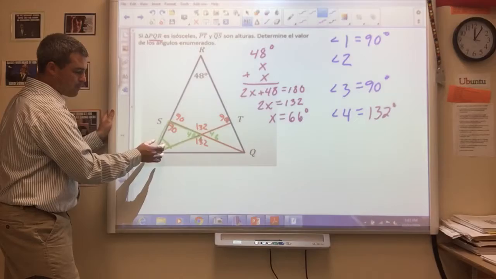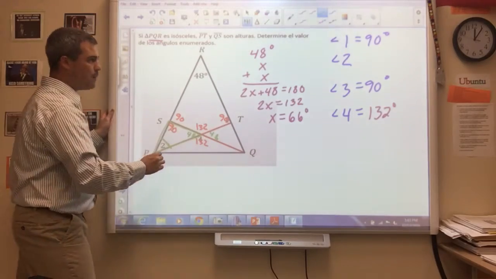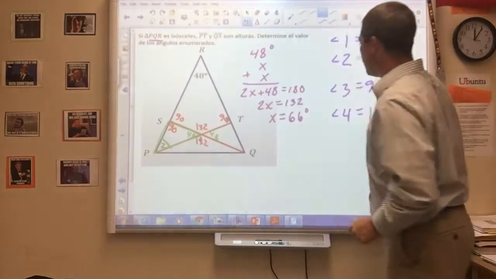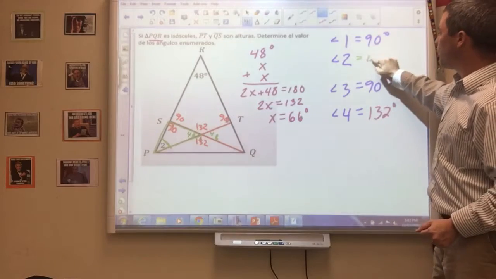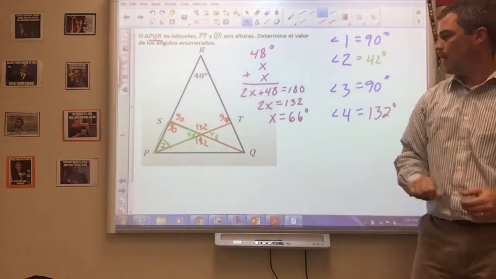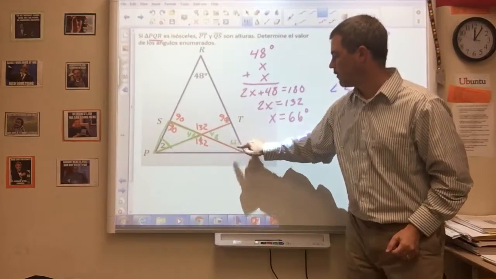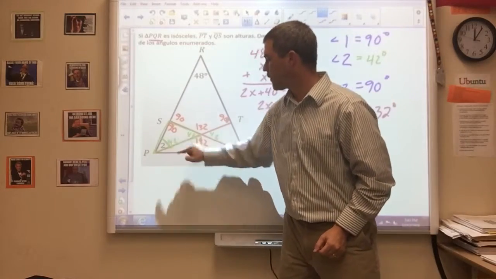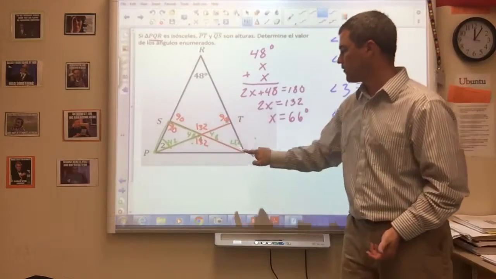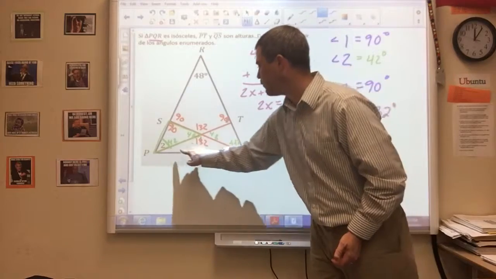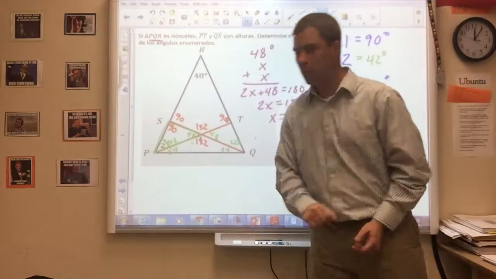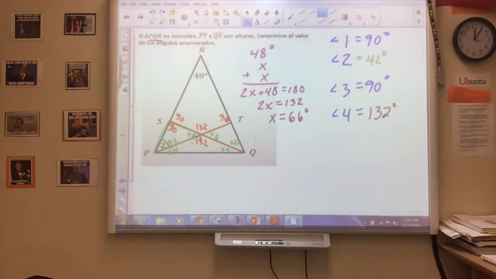90 plus 48 plus what makes 180? Well, that would be 42 degrees. And that would be 42 here, 42 here. And since I know the whole of that angle is 66, it would also tell me I have 24 and 24. And that's how you could find every single angle and every single piece of the triangle, whether you were asked for that or not. I hope that helps you.